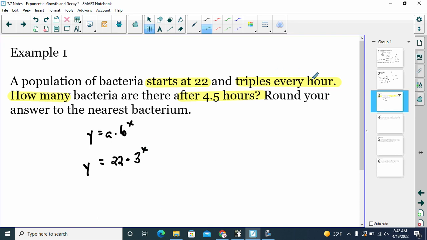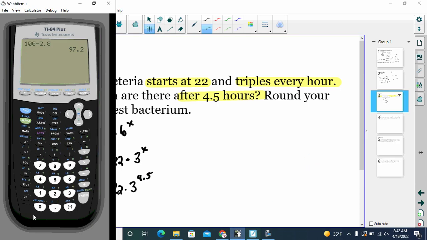If it triples every hour, after 4.5 hours, it will have tripled 4.5 times. So I want 22 times 3 to the 4.5 power. And now it's a calculator problem. 22 times 3 to the 4.5 power gives me this. It tells us to round to the nearest whole number, the nearest bacterium. I've got 0.51, which is going to bump it up to 3,087 bacteria.